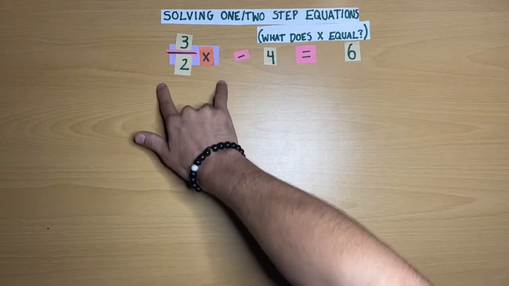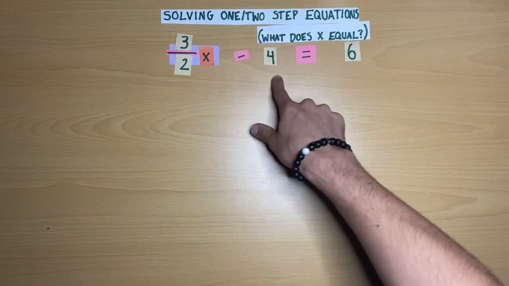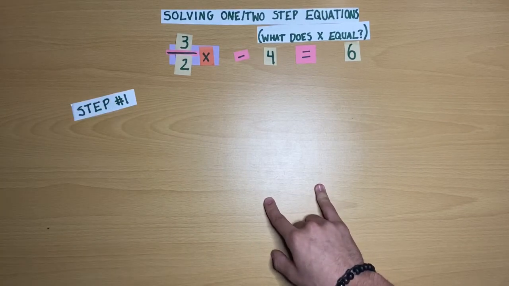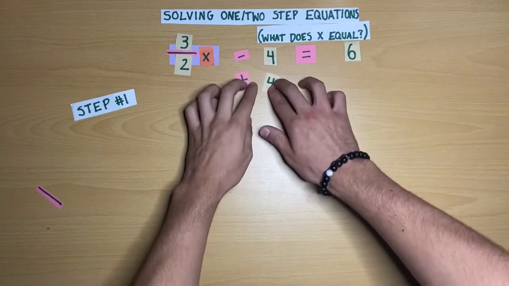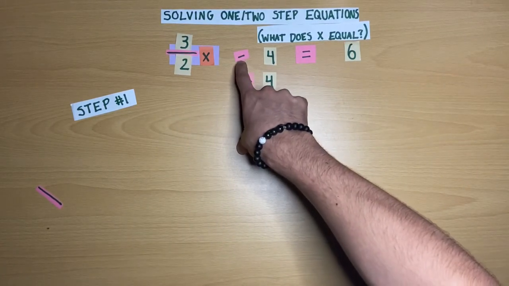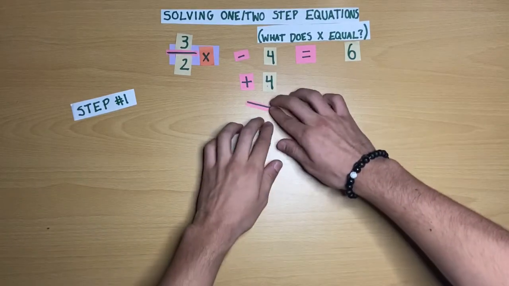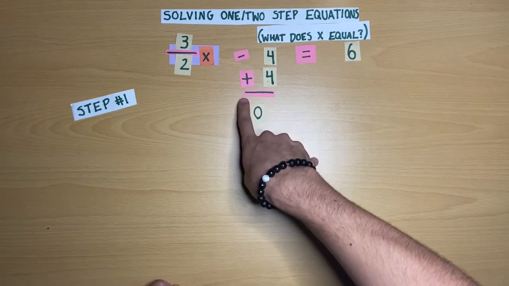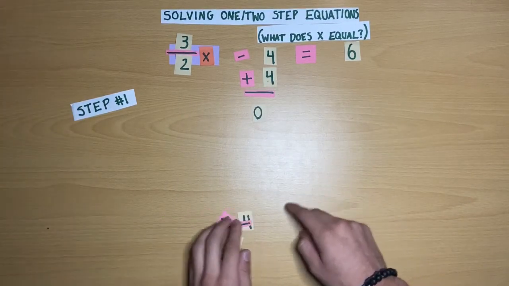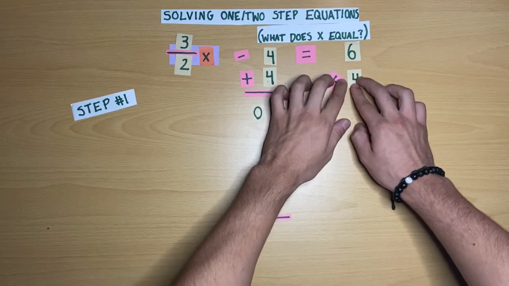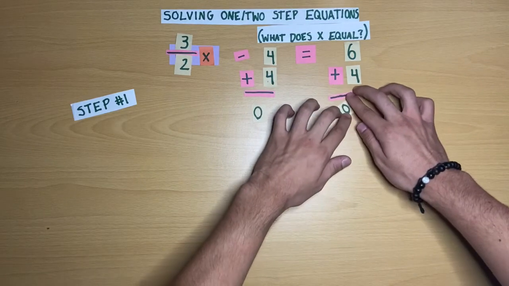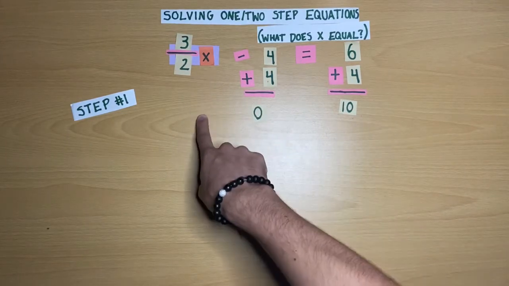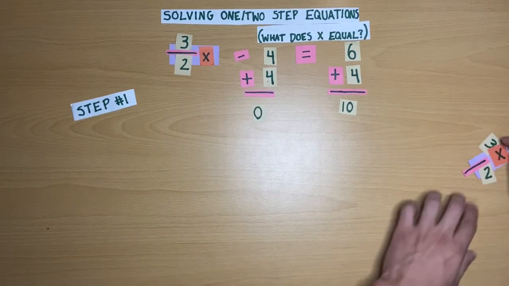So again, we want to get this x by itself, but there's this negative 4 that gets in the way. So the first step is going to be to add 4. So that way when we do negative 4 plus 4, we get 0. And remember, whatever we do to one side of the equal sign, we need to do it to the other side. So we will add 4 to this side. And 6 plus 4 is 10. We carry this down because we didn't do anything with that. So let's bring this over here.